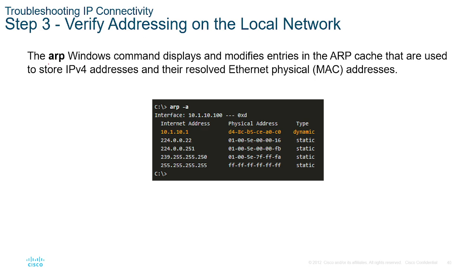The ARP, Address Resolution Protocol, Windows command displays and modifies entries in the Address Resolution Protocol cache that are used to store IPv4 addresses and the resolved MAC addresses. Now ARP -a you can also do on your computer, and you would see your internet addresses, the physical address, and the type.